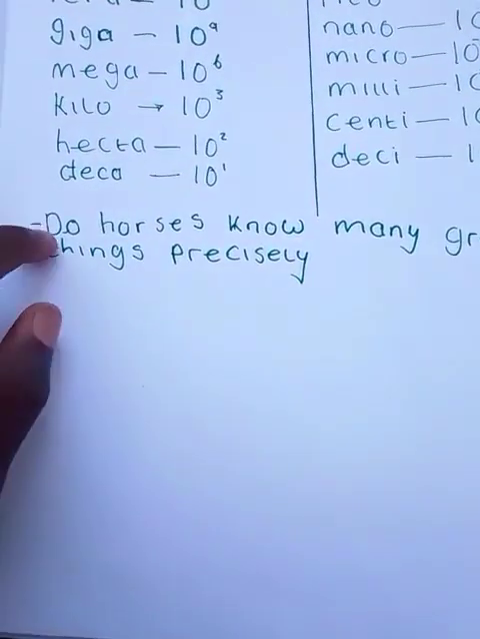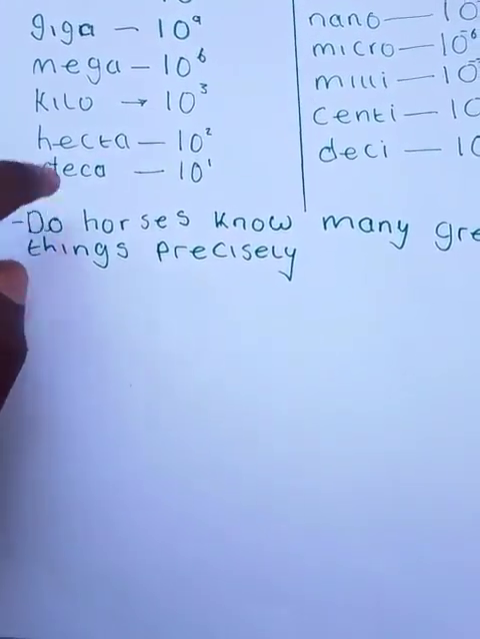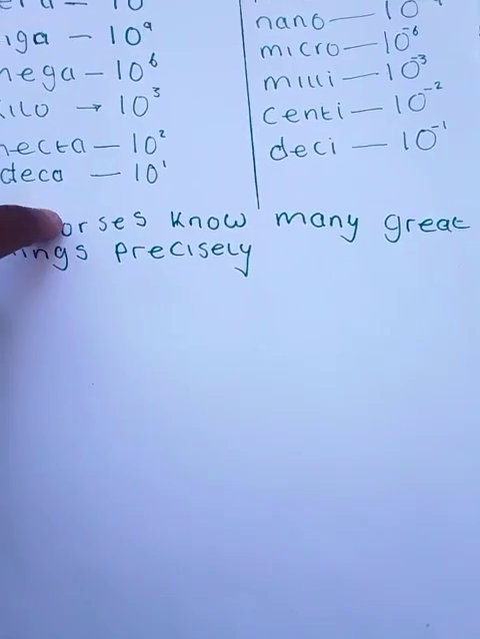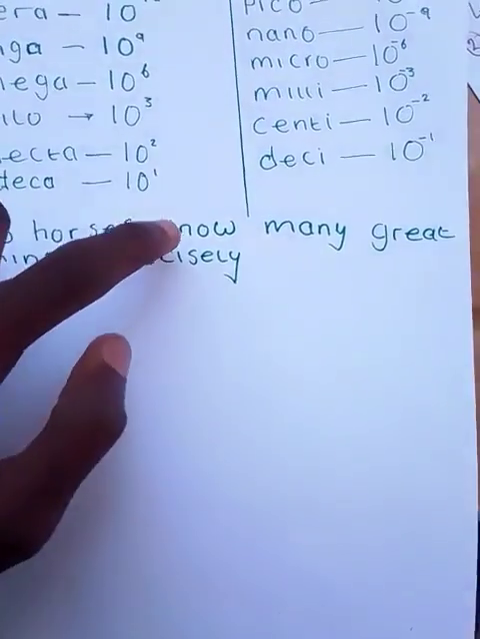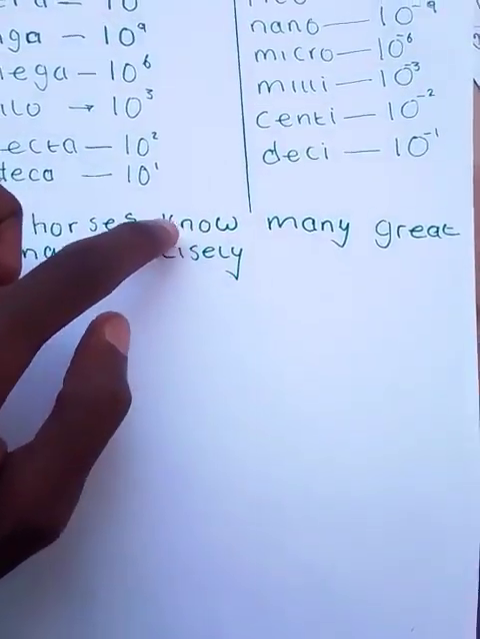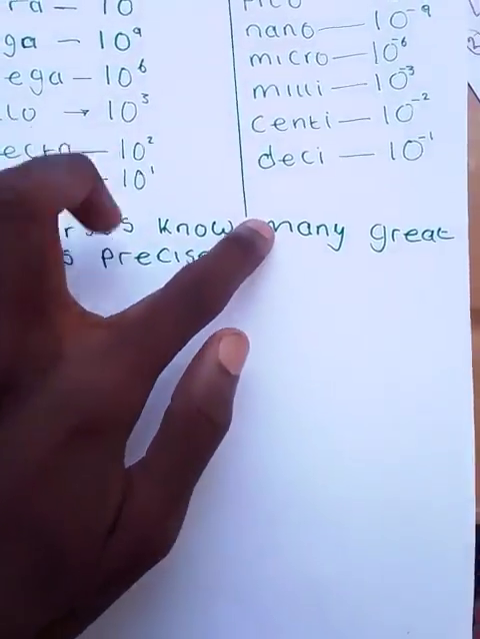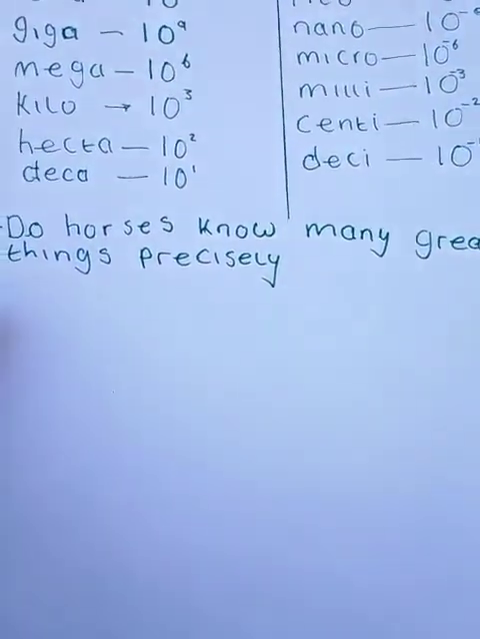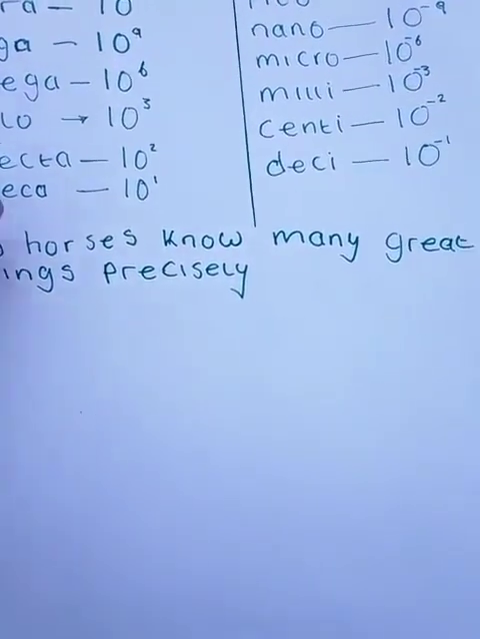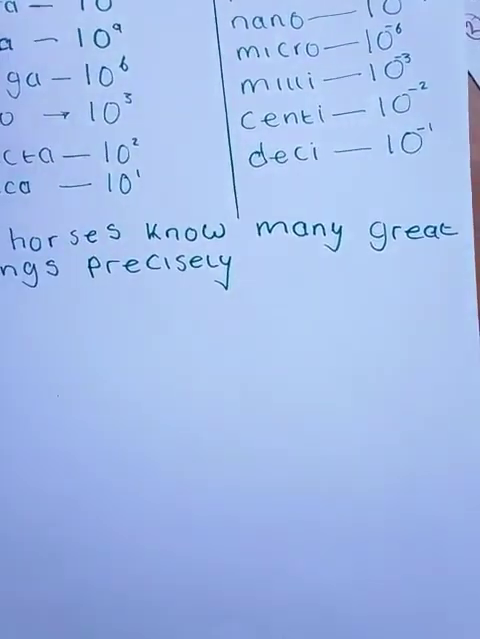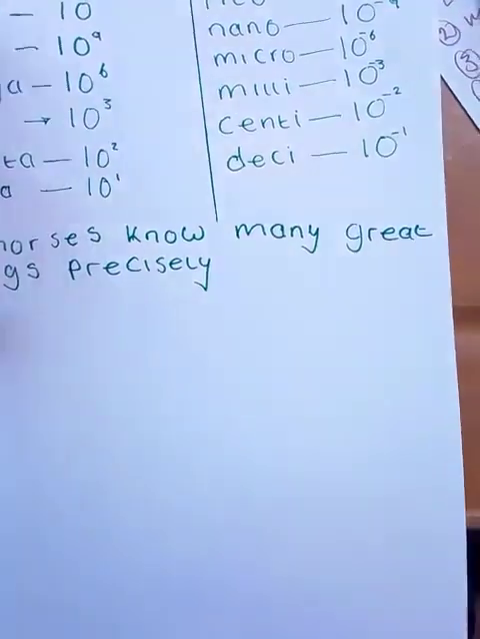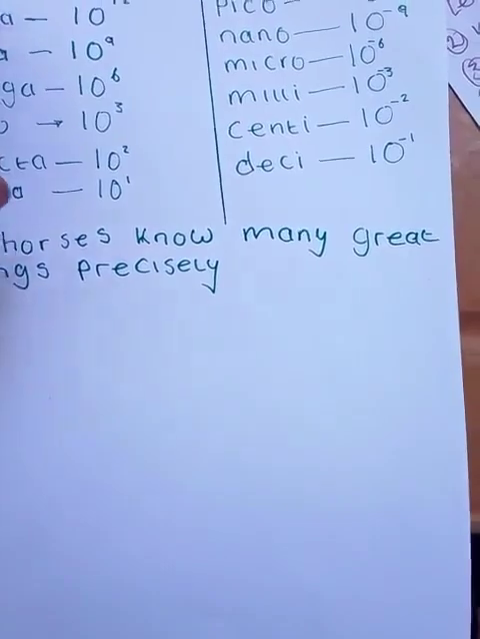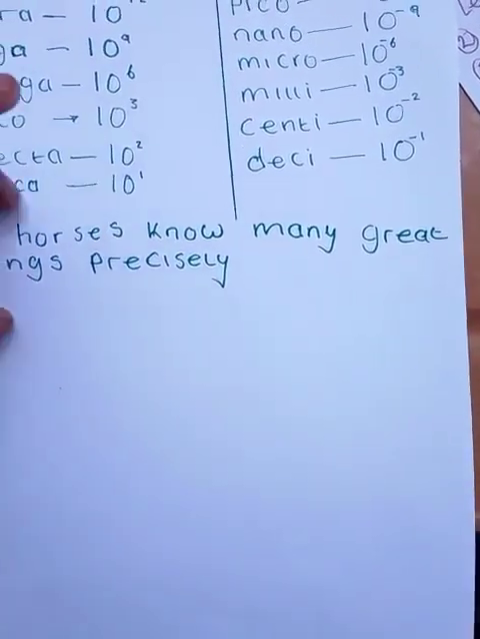The D in the word do represents the first prefix, deca; the H, hecto; the K in this word, kilo; the M is representing mega; the G is representing giga; and here the T is representing tera; and lastly, precisely is representing peta. Okay, so first of all, you need to know this. You don't need to know them in order. What will be helping you to remember them in order is the mnemonic.